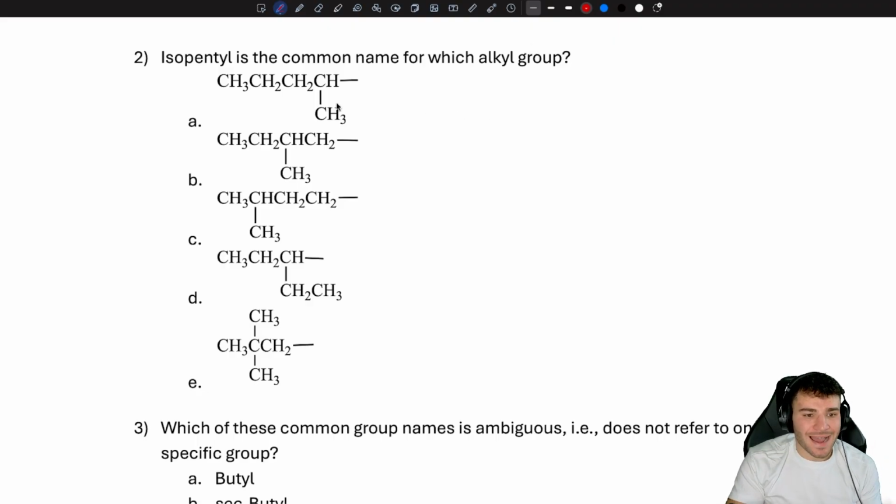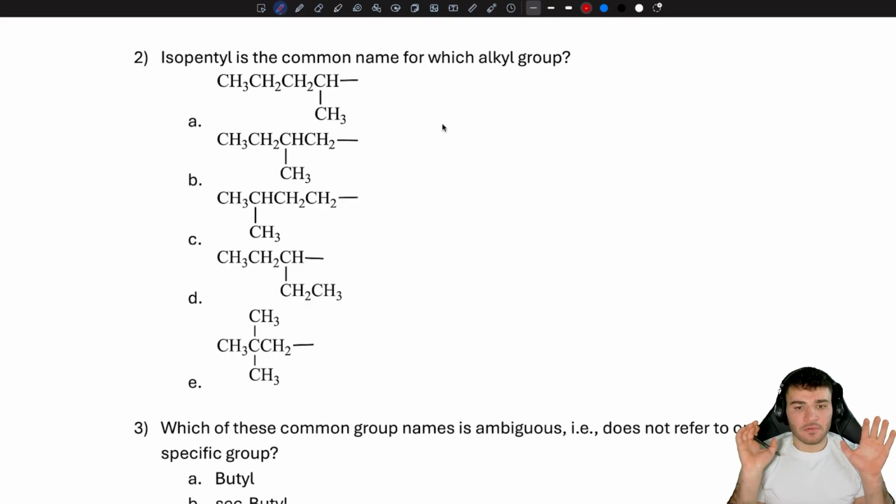Okay, now the next question, isopentyl is the common name for which alkyl group? Before even figuring out anything about your common names, I want you to eliminate the most obvious wrong answers. And the most obvious wrong answers are the answers that have the wrong number of carbons. Pentyl is telling us that we need 5 carbons. So let's find the answer choices that don't have 5 carbons, and then we can narrow down our choices to the groups that are actually pentyl, right?